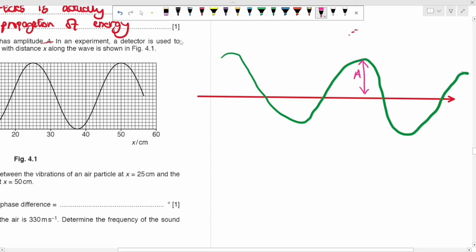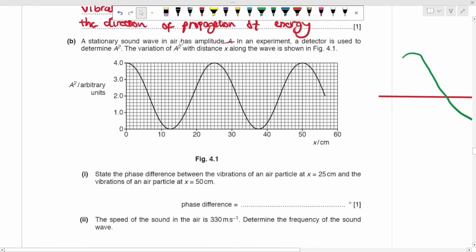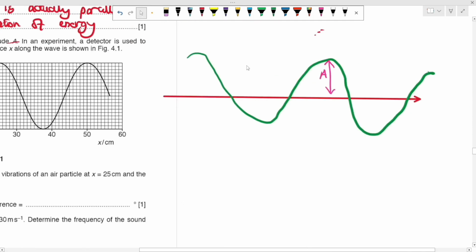So the wave has that amplitude A, and then the detector is used to determine A squared. So we are not now detecting A, we're actually detecting A squared. Okay, if you look at this, let's assume this is 2. I just want you to assume this is 2. Okay, this, guys, is essentially just negative A by virtue, right? It has to be negative A. So it means that to go from here to here, right, this is going to be negative A.